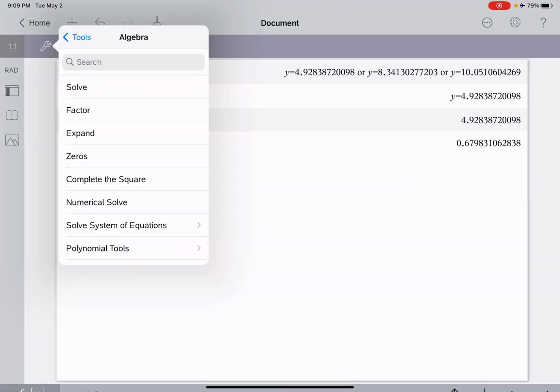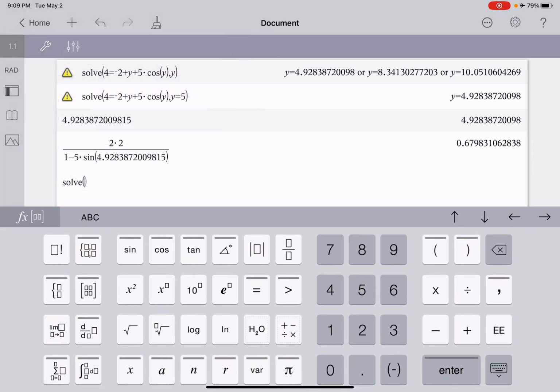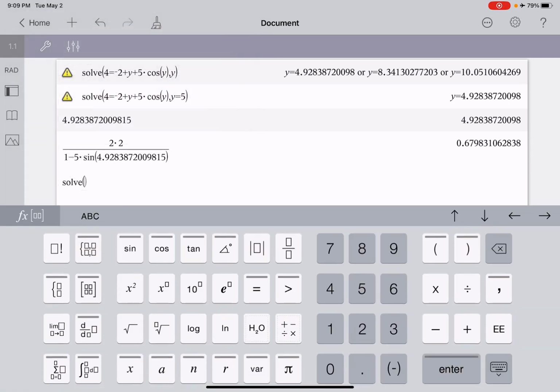So one more time, guys, menu 31 for you all. So we would solve, and our denominator right here is 1 minus 5 times the sine of y. Let me close off that angle right there. And we want to know where that denominator is equal to 0, comma, and let's solve that for y. And again, I would hit Control-Enter right here.